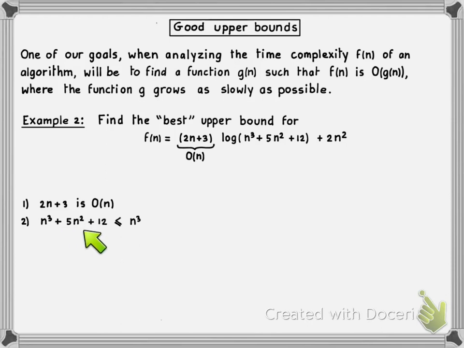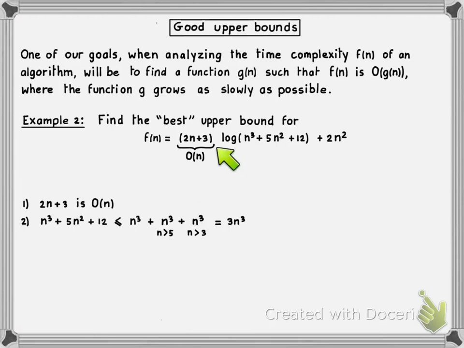This term is also upper bounded by n cubed because if n is greater than 5, then n times n squared is greater than 5 times n squared. Therefore, this term is also upper bounded by n cubed as long as n is large enough, say larger than 5. Similarly, we can find a value of n for which n cubed is greater than or equal to 12, so we can upper bound this term by n cubed as long as n is, say, greater than 3. So in conclusion, we found an upper bound on this term, which is equal to 3 times n cubed.